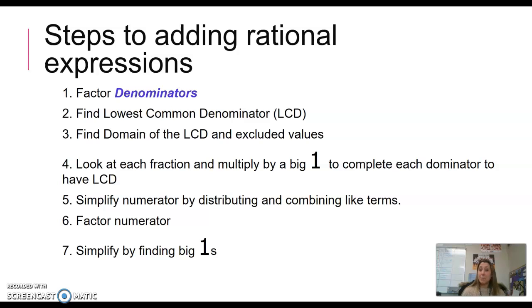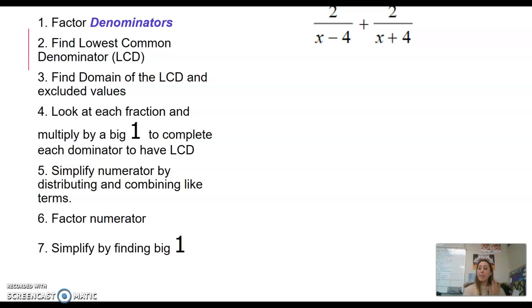Here are the steps to adding rational expressions. I'll do a separate one for subtracting, which will just have one additional step. So go ahead and hit pause and put this in your notes. Okay, so here I have all the steps listed, and we're going to work through this problem. So go ahead and get this problem, hit pause, and put this in your notes.